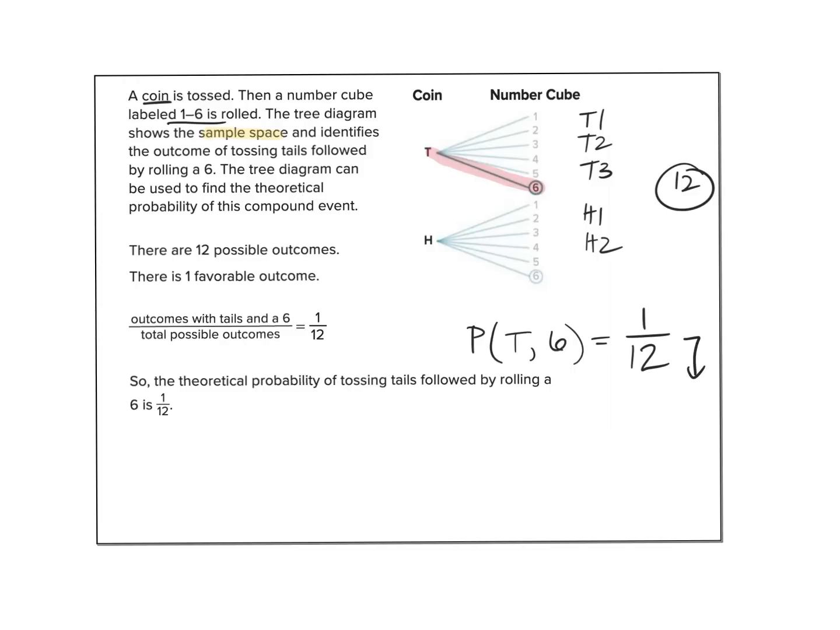Now, if we want to change that to a decimal, you can just grab a calculator and do 1 divided by 12, which I am typing in right now. That is about 0.083, so that is about 8.3% repeating. That's your chances of getting a tails followed by a 6.